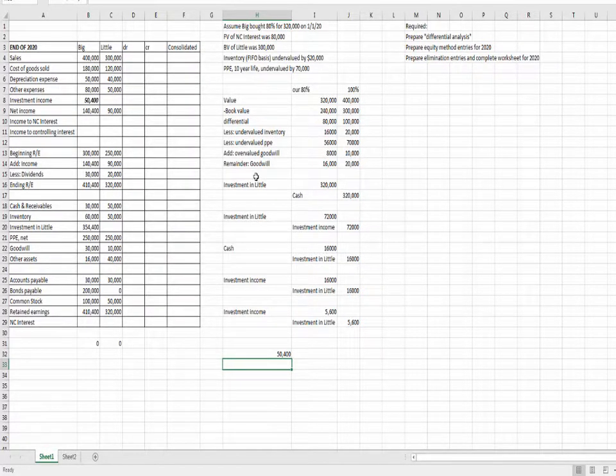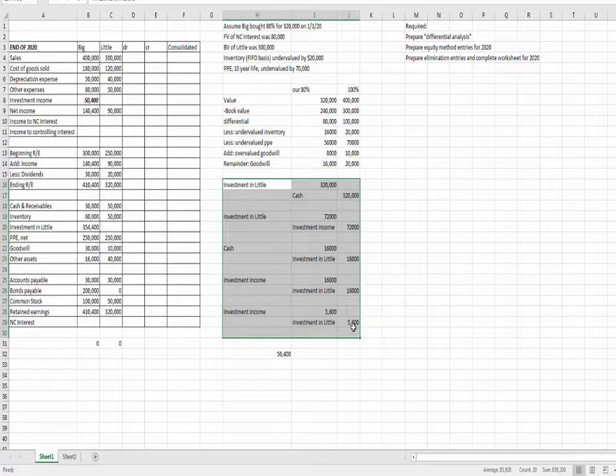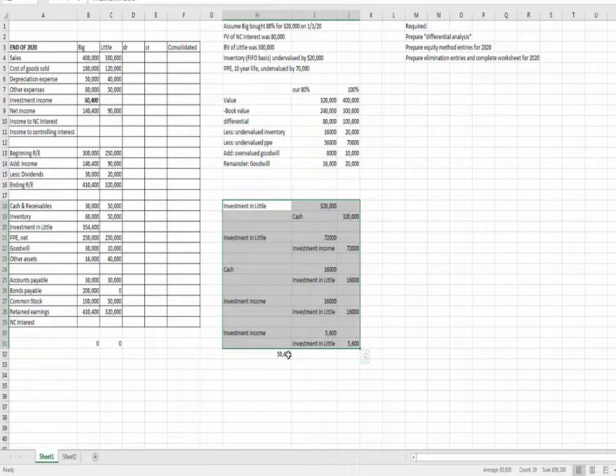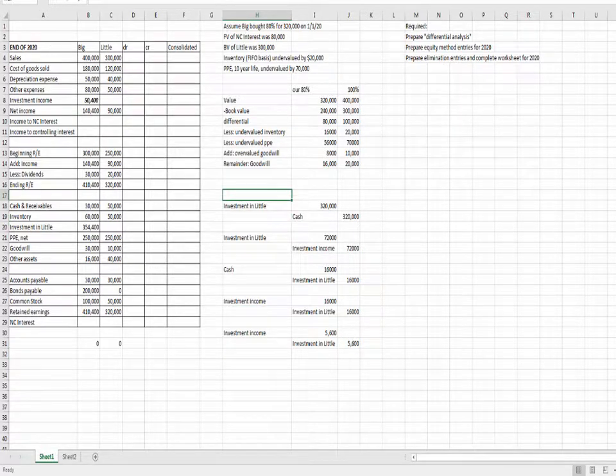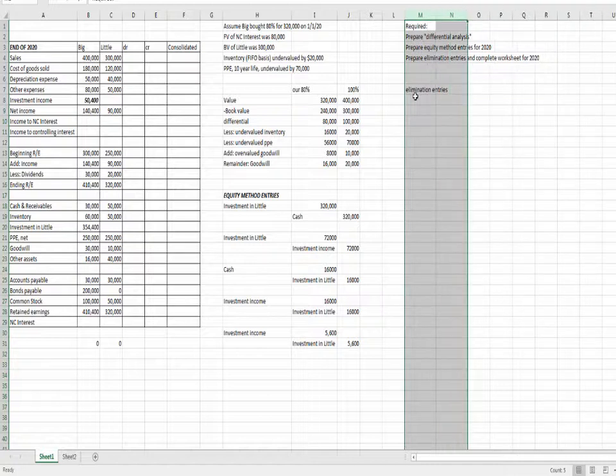Let's go ahead now and do our elimination entries. And before I do that, I want to stress again, as I've noted in a couple other places, when you do work like this, either in your actual job or more immediately for class, I need to know that you know the difference between equity method entries and elimination entries. And so please put in big, bold font that these are our equity method entries. Over here, we'll do our elimination entries. Okay, and you're going to need some more space for my account titles.